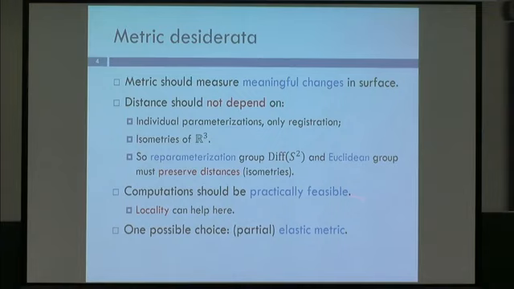So one possible choice for surfaces is something called the elastic metric, which I'll describe next, and in particular a reduced form of it called the partial elastic metric.